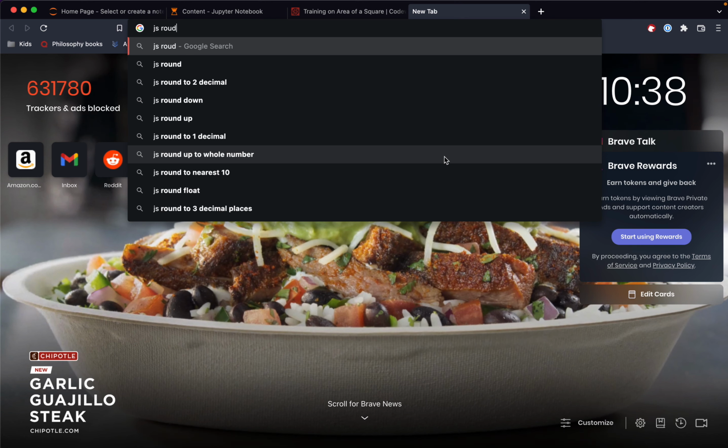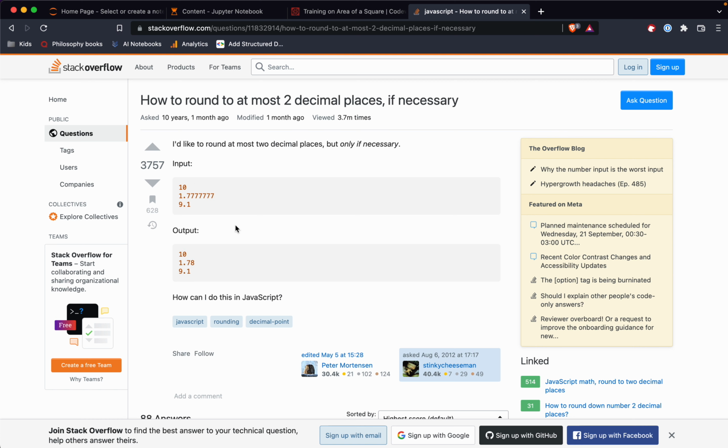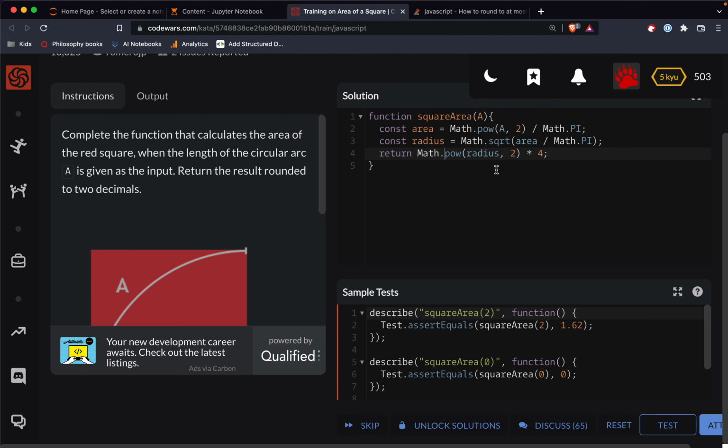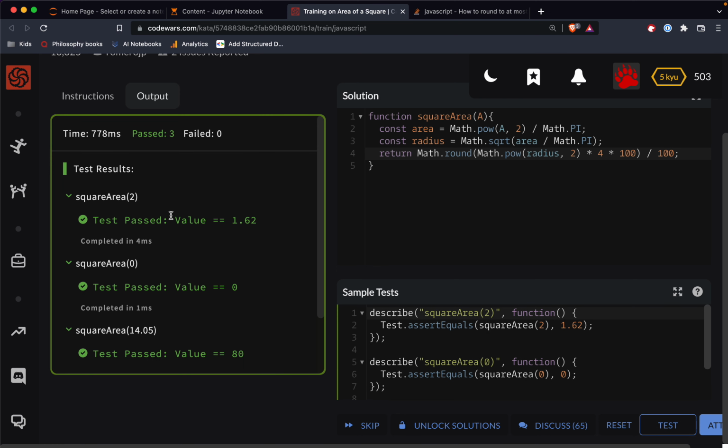JavaScript round. I think it's just round 2. Yeah, you can see I've been here before. Oh, Stack Overflow. All right. You have to do math.round, take the number times 100 divided by 100. Okay. All right, we're getting there. Math.round, all of this times 100 divided by 100. Okay, now let's test it.